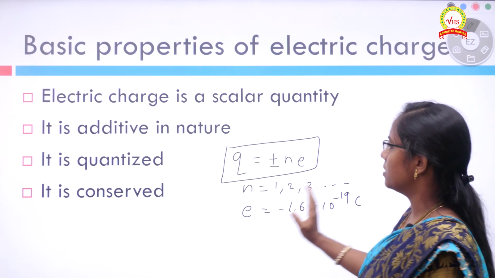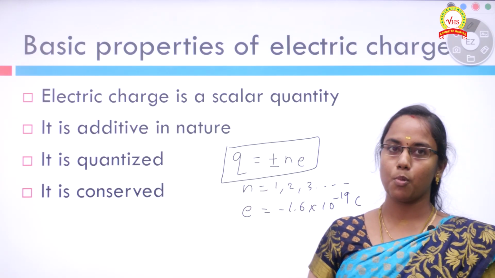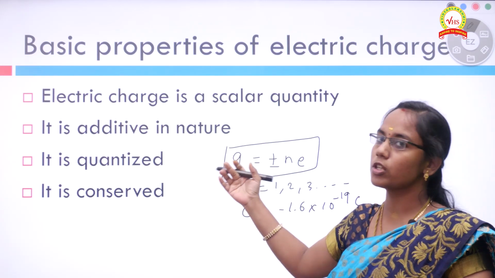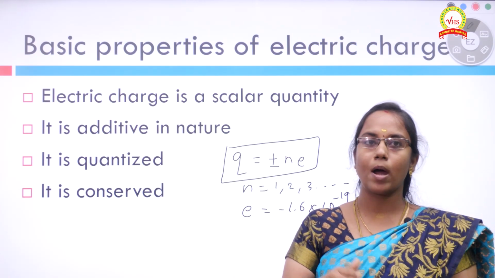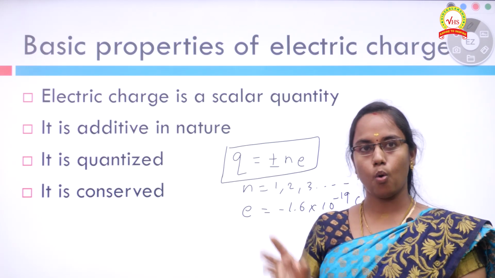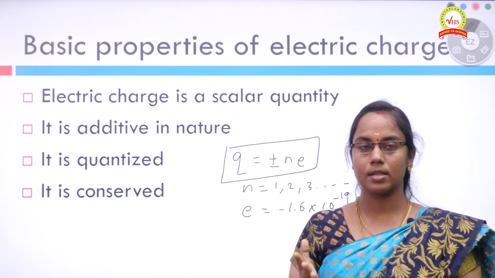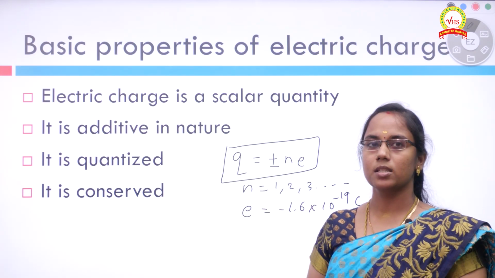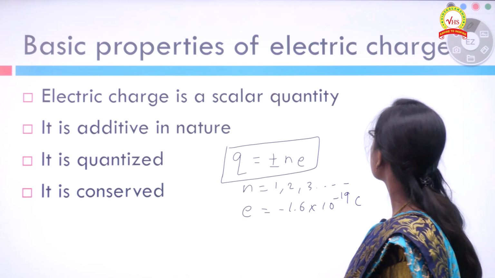And the last property is electric charges are conserved. We would have learnt about conservation of linear momentum, conservation of mass, and conservation of energy. Likewise, this is about conservation of charge. As a whole in a system, electric charge can be transferred from one part of the system to another part, maybe due to some physical process. But as a whole, the net amount of charge will be the same before and after the physical process. So, that is conservation of electric charge. These are the four basic properties of electric charges.